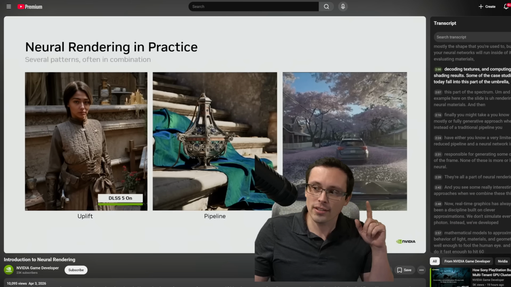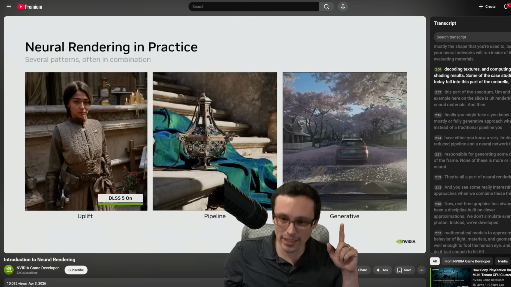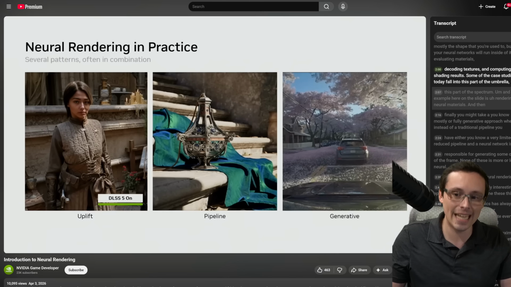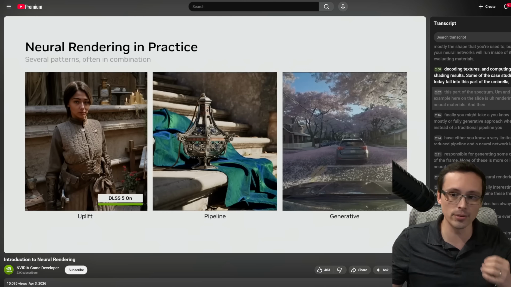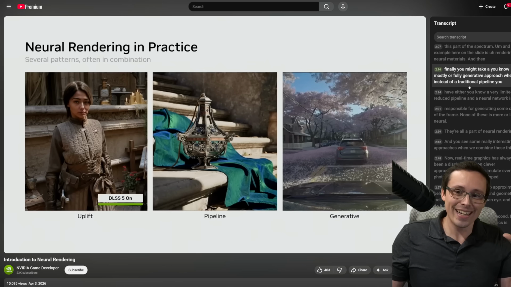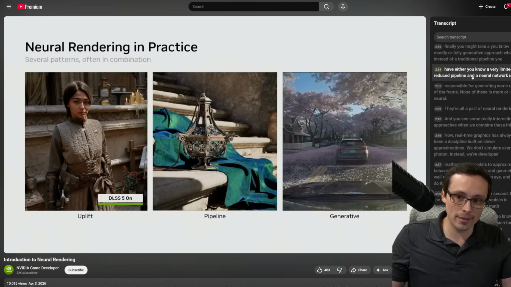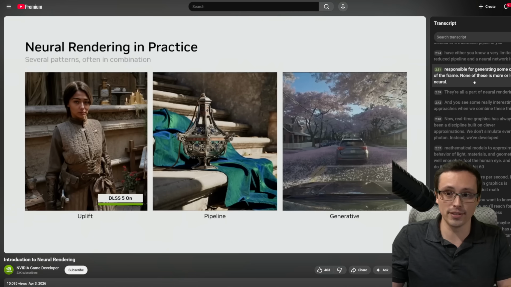Now, the third option for neural rendering is basically entirely generative, and that is kind of a different case than what we're seeing with either DLSS 5 or with just doing certain elements of the rendering pipeline through neural techniques instead of traditional ones. So they're saying that this generative one is taking, instead of a traditional pipeline at all, a very limited or reduced pipeline, and a neural network is responsible for generating some or all of the frame.